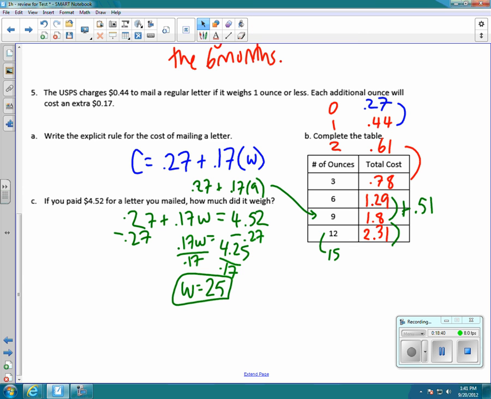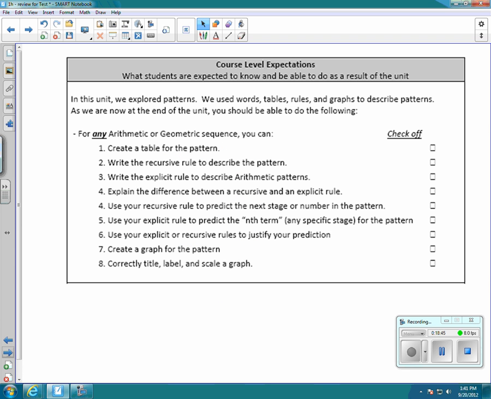All right, so basically I just want to mention one last thing on the last page. There is a checklist at the bottom of the page. Make sure you understand how to do all of these things. You have handouts on everything. We have covered it all, and so hopefully you'll be ready for the test. Good luck studying.